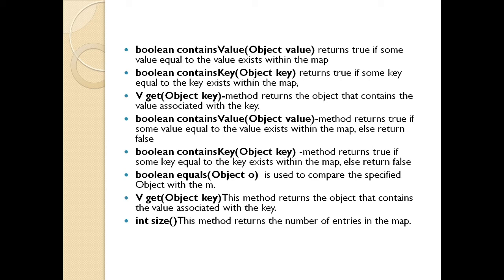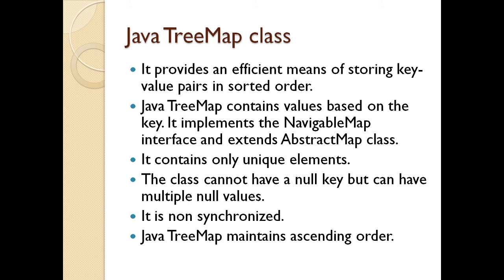So continuing with the next, that is the Java TreeMap class. The Java TreeMap class provides an efficient means of storing key-value pairs in sorted order. The TreeMap contains values based on a key. It implements the NavigableMap interface and extends the AbstractMap class. It will contain only unique elements. It cannot have a null key but can have multiple null values.